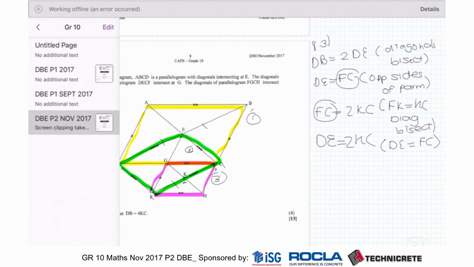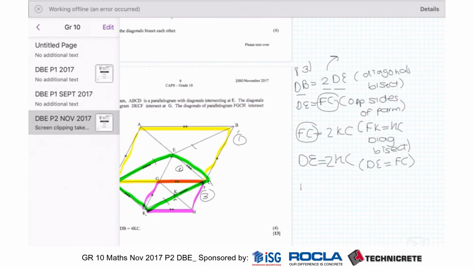Now that we know that DE is equal to DB, therefore DE is essentially equal to, I want to manipulate this so that I've got it in terms of DB. So we said 2DE is equal to DB. Divide by 2 on both sides. DE is equal to half of DB.